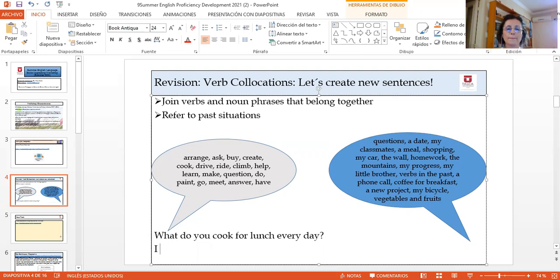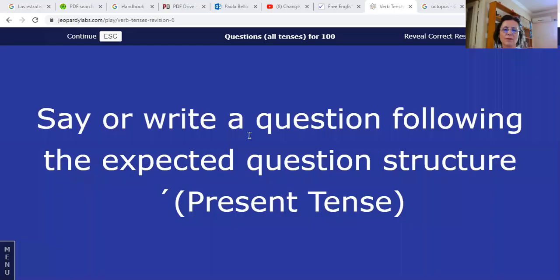I cook with... well, you have salad. Salad and meat. Yes. Okay, excellent. Exactly. So we always have to look at the verbs and keep on. Okay, perfect. One more.